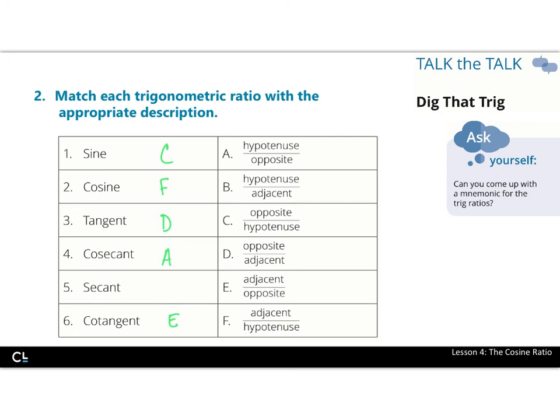And then cosine, all right, it already has the co, so I need to go to the other one that does not, which is secant, the only one left over there. Cosine is adjacent over hypotenuse, so secant has to be hypotenuse over adjacent. All right, and that is it for our trig functions.